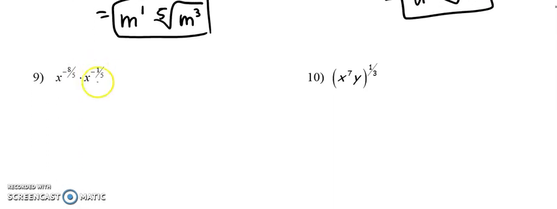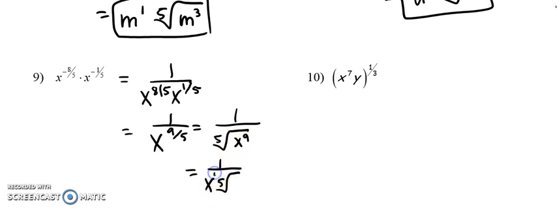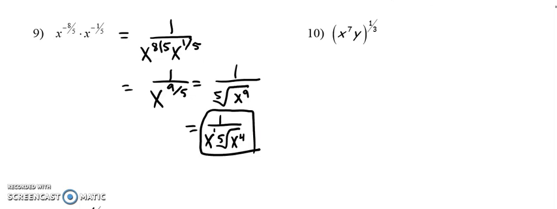Scooching on down. These two are negative, so you're going to move them to the bottom and make them positive. So that's going to be positive, that's going to be positive. We know that if they're multiplying like this, you just add their exponents. So x to the 9/5. Then you want to change 9/5 to a radical. Remember, the denominator becomes the root. And then 5 goes into 9 one time, so 1, and then it goes in there one time with 4 left over. And that's your answer.